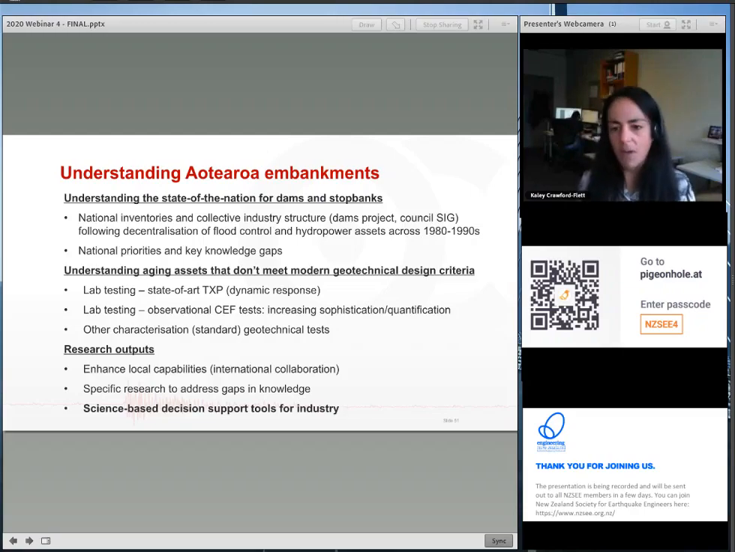And then in the background, we're doing all of the other characterization standard geotechnical tests to look at plasticity, grain size, dispersivity, and collapsibility. Ultimately, what we're trying to do here is enhance local capability with international collaboration to address these gaps in knowledge and ultimately provide science-based decision support tools for all of industry.